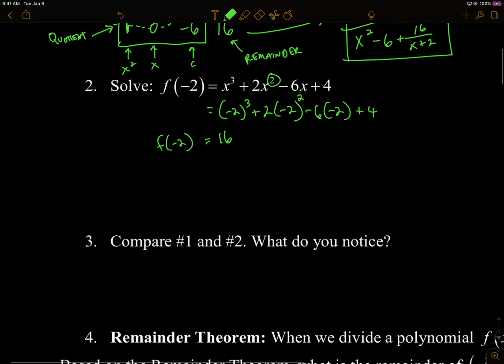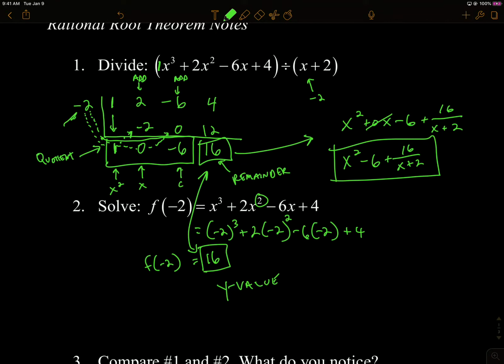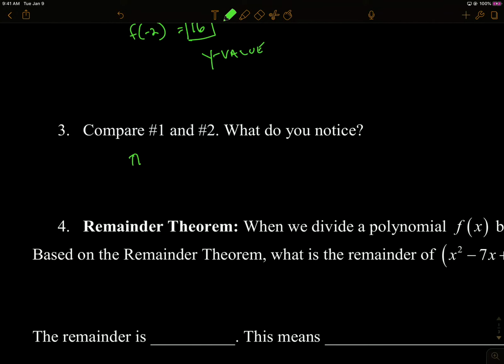It says to compare 1 and 2, and what do you notice? So hopefully you notice that when I plug -2 in, I get a y value of 16. That's the same thing as my remainder when I synthetic divide by that x value. Okay, so the remainder is equal to f of -2, which is the y value.